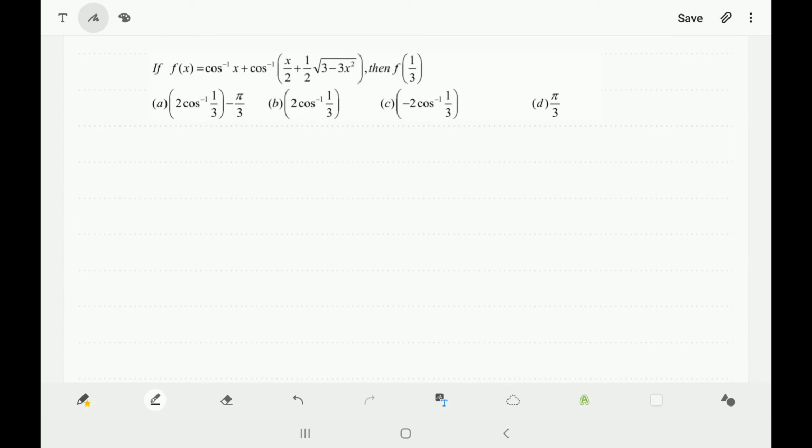In this problem, f of x is given as cos inverse x plus cos inverse of (x by 2 plus 1 by 2 under root of 3 minus 3x square). Okay, and we have to find the value of f of 1 by 3. So let's first try to simplify f of x.